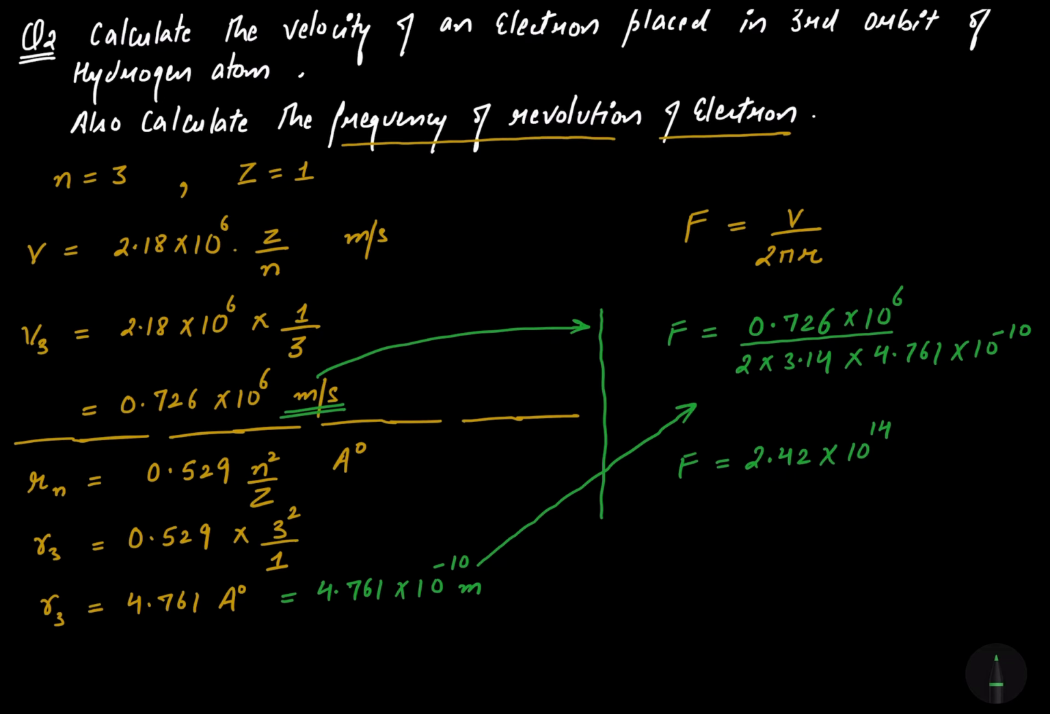So that was the second numerical. For evaluating the frequency, the formula was velocity divided by 2 pi r. I substituted the value of velocity which we calculated for the third orbit. Firstly, we evaluated the radius of the third orbit, and then I substituted that value in 2 pi r, so you got the frequency to be 2.42 into 10 to the power 14. So that was the second numerical. Now let's move to the third numerical.